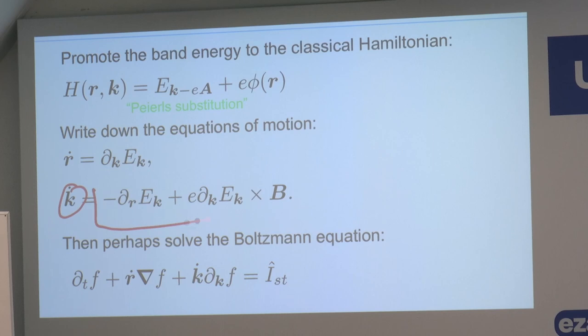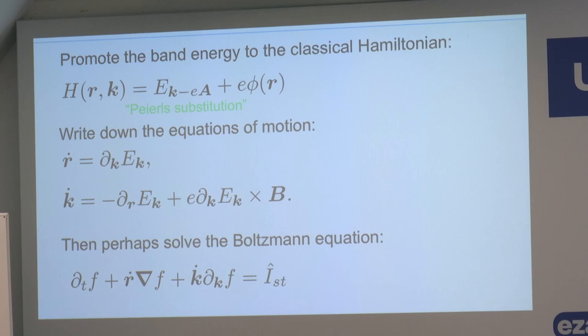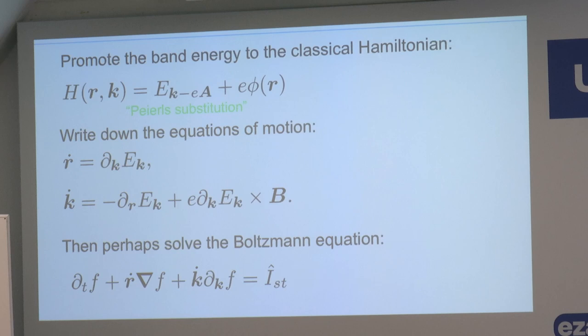Okay, and instead of electric field, there is a gradient of this band energy written here. What one can do, for example, is solve the Boltzmann equation and figure out a bunch of transport coefficients. We're going to do that tomorrow, not today.